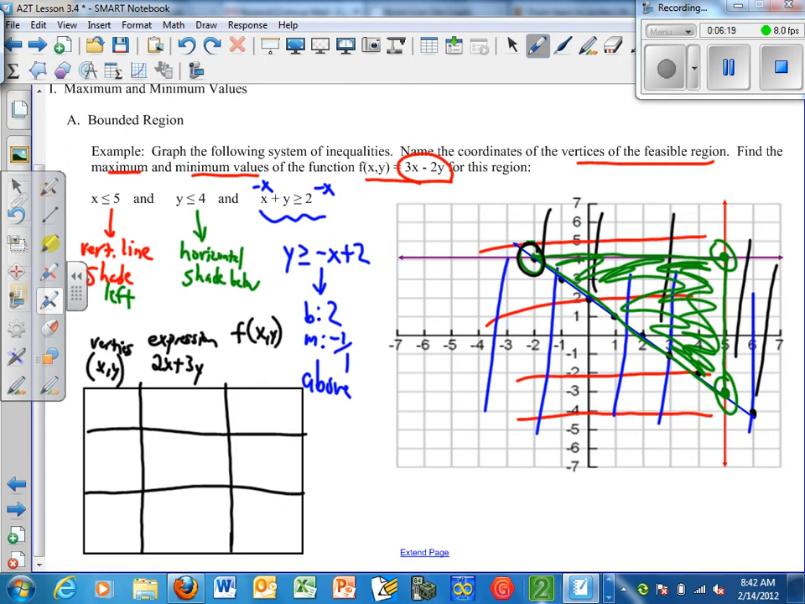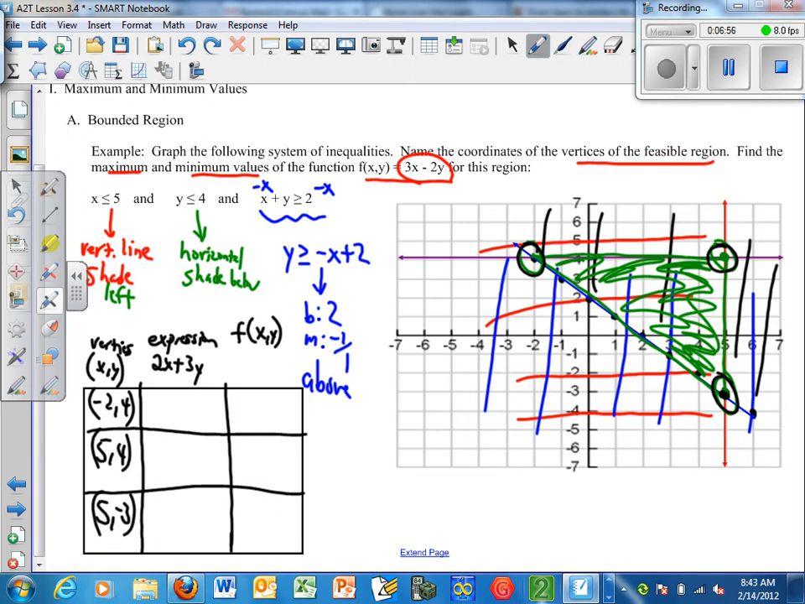Let's do the coordinates of this point, which would be -2, comma 4. Let's do the other one up here, where the right angle is in that right triangle. That would be 5, comma 4. And then the last one is 5, -3, this one down here. So the max and min values are going to occur at one of those. So here's what we need to do.